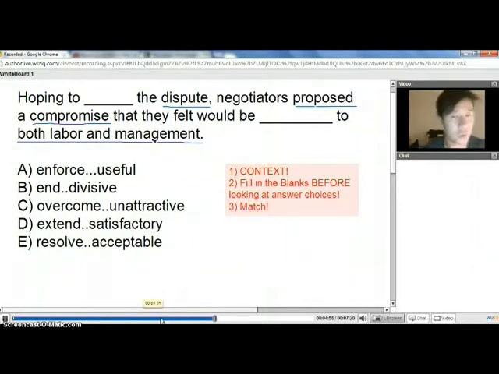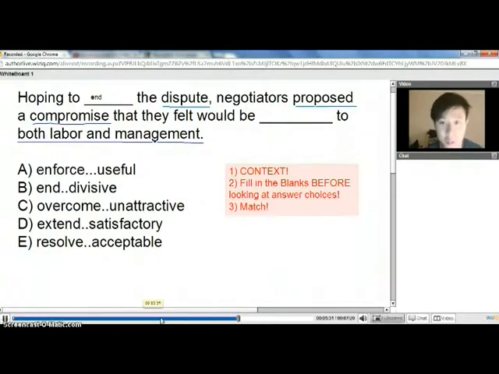Okay, so in dissecting this problem, the question that you really want to ask is, what are you trying to do to the dispute? If you're a negotiator proposing a compromise, what are you hoping to do to a dispute? When you propose a compromise, you want to end the dispute. So I'm going to fill in right here, potentially, end. Quite small, but it's going to work for us. End dispute. And let's look at the second one.